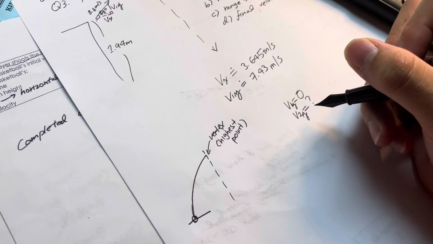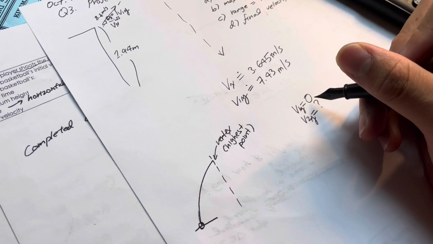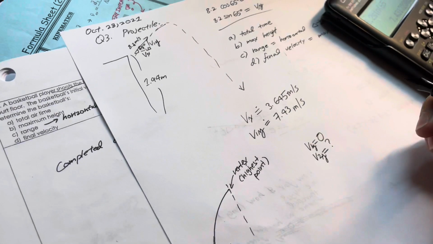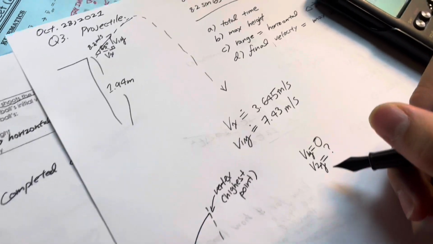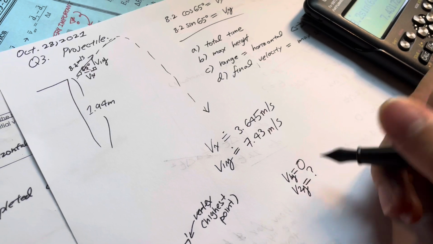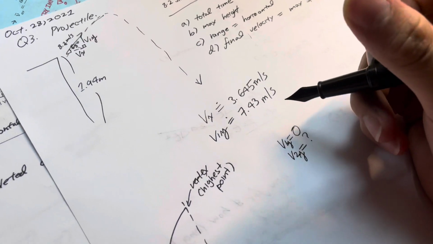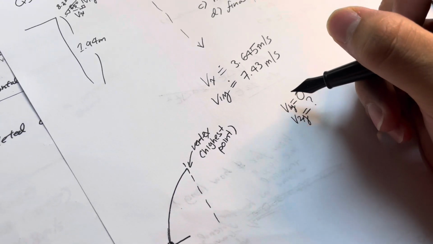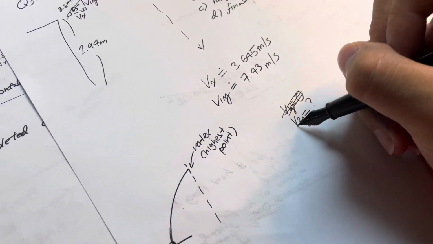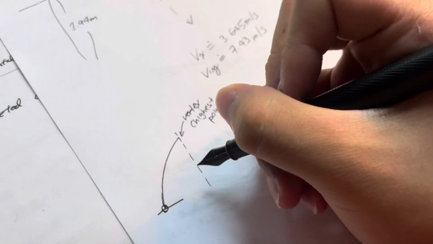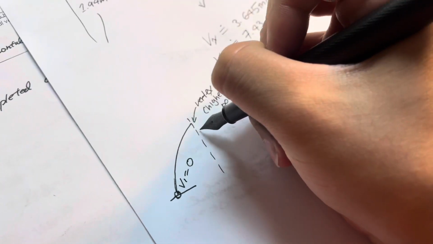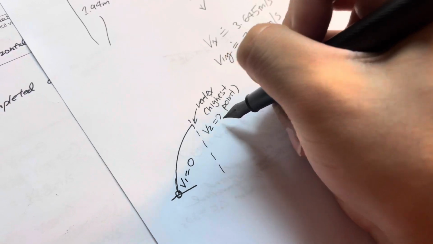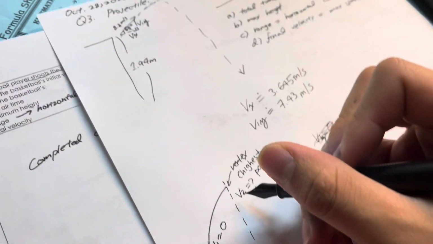So V1y equals 0, V2y you don't know. Actually, sorry about that, not V1y, but we're talking about V1 equals 0, V2 you don't know, and then what do you have to do?